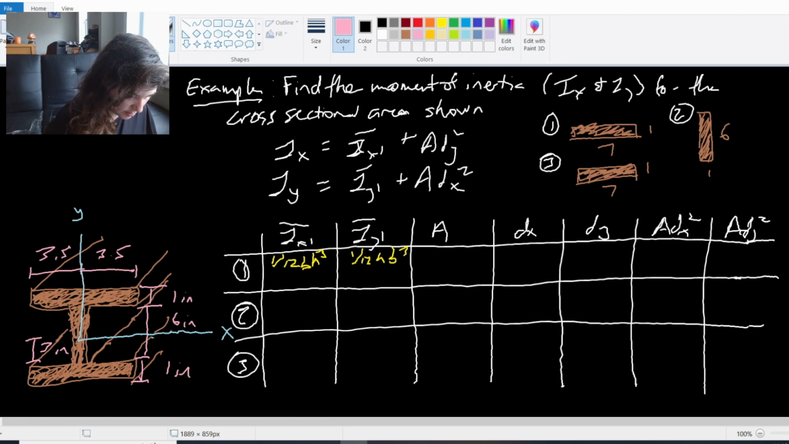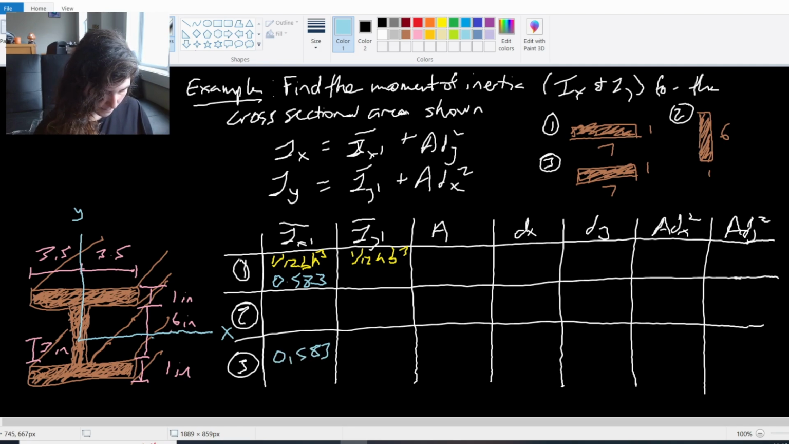So for my rectangles here, this in maybe blue. For my rectangles, my horizontal ones are going to be 1/12 times 7 times 1 cubed, so 7/12, 0.583 is what I get in a calculator. And again, everything I get for number 1 is going to be exactly the same for number 3. And then for my vertical one, I have 1/12 times 1 times 6 cubed, which is 18.